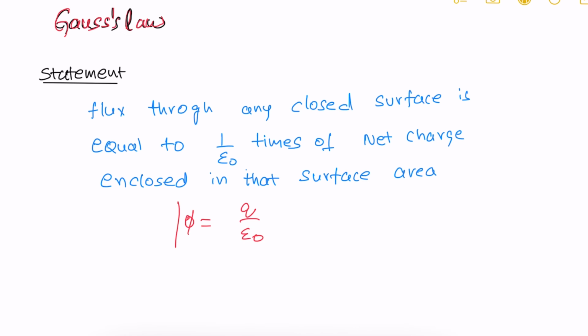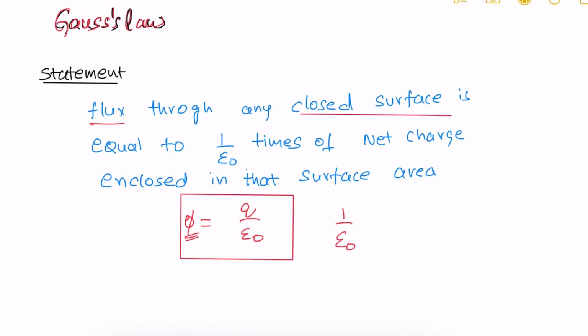So what is the statement here? We know the formula, we get phi is equal to q by epsilon naught. So the statement here: flux, phi means flux, through any closed surface, this is important, closed surface, is equivalent to 1 by epsilon naught. Okay, q by epsilon naught is nothing but 1 by epsilon naught into q, so 1 by epsilon naught times the net charge. Q means the net charge enclosed in that surface area. So this is the Gauss law statement.